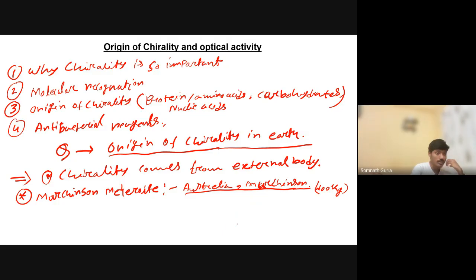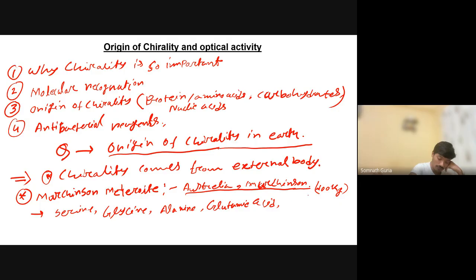So in that asteroid we found lots of amino acids, which are also available on Earth. The amino acids found include serine, glycine, alanine, glutamic acid, leucine, and valine.